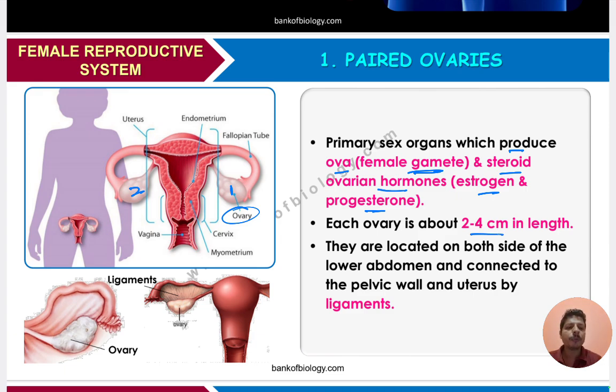Each ovary is about 2 to 4 cm in length. They are located on both sides of the lower abdomen, as you can see in this diagram. And connected to pelvic wall and uterus by ligaments. Here the ligaments are there, as you can see.